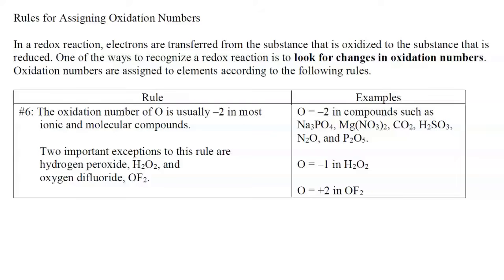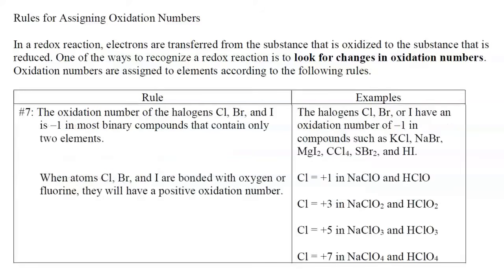But two important exceptions to this rule are hydrogen peroxide, H2O2, where oxygen carries an oxidation number of -1, and oxygen difluoride. Since fluorine is -1 in all compounds, that would make oxygen +2. So oxygen is usually -2 in most compounds, but there are two important exceptions to this rule.